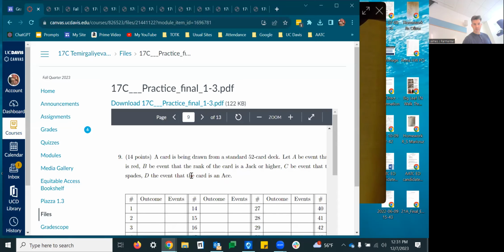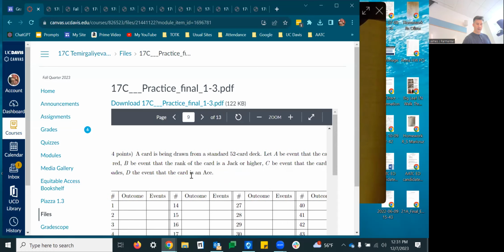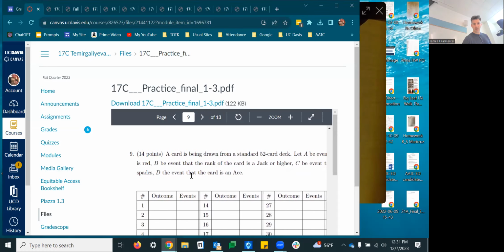All right, so event B, oh, we don't care about A. C is the event that the card is spades. So C is spades. What's the probability of pulling the spade? 1/4, right? 1/4 of the deck is spades. I know you can't see that, but I wrote down C equals spades and P of C equals 1/4, and then we'll go on.